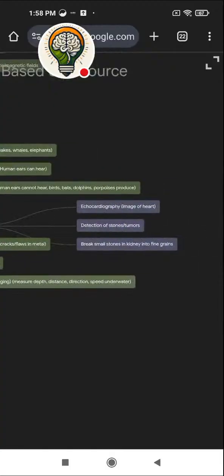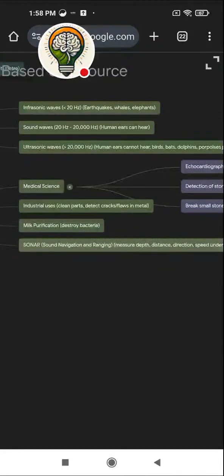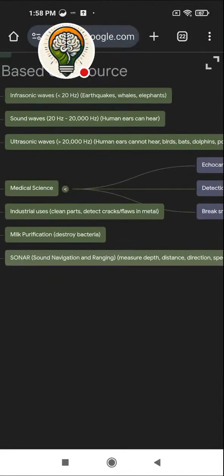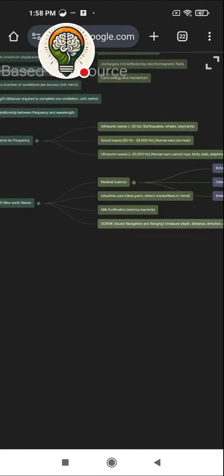In medical science: echocardiography, images of the heart, detection of stones and tumors, and breaking small stones in the kidney into fine grains. Then industrial uses: cleaning parts and detecting cracks and flaws in metal. Milk purification destroys bacteria. And sonar, sound navigation and ranging, measures depth, distance, direction, and speed underwater.